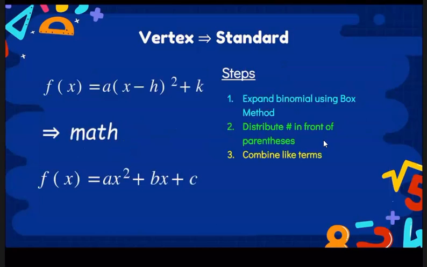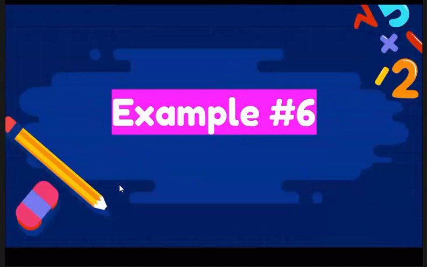Going from vertex to standard, there are generally some steps. We start with vertex form, and our steps are: expand the binomial, this middle part here, using the box method. Then distribute the number in front of the parentheses, and then combine the like terms. So we're going to go from here, math happens, and we end up here.